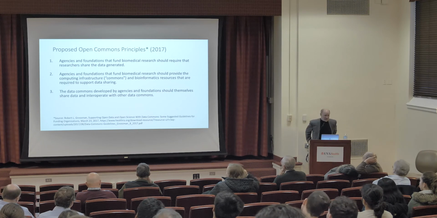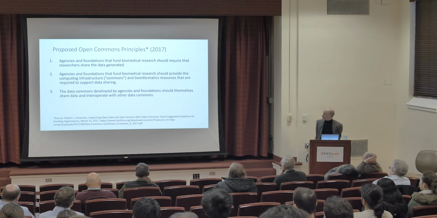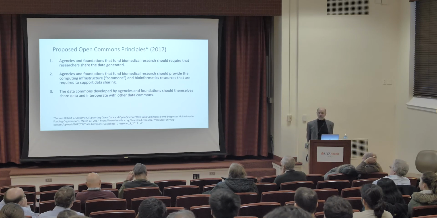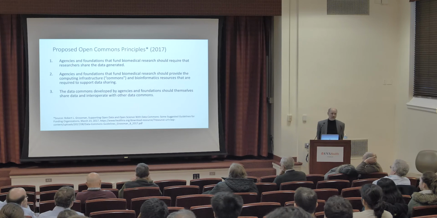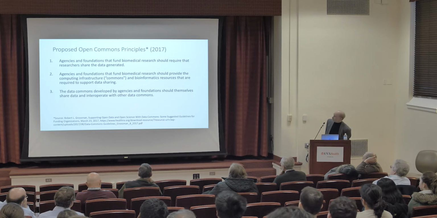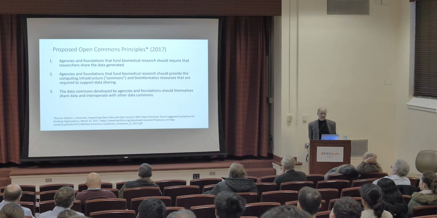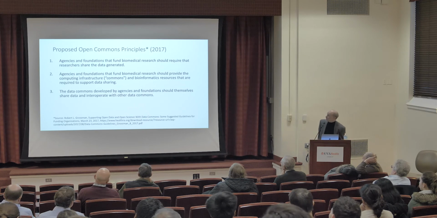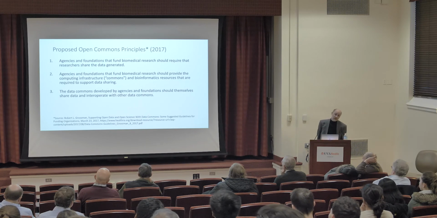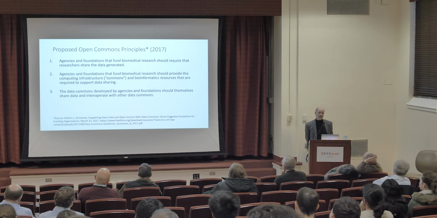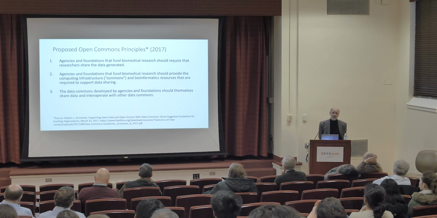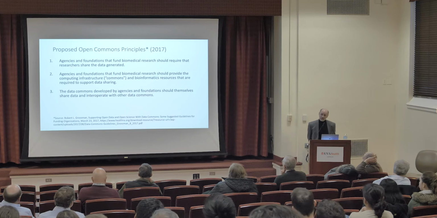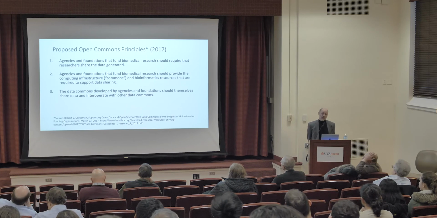So several years ago, I proposed just three principles if you want to share data with commons or similar infrastructure. One is that if you fund the research that produces the data, the researchers should share the data. Certainly NIH does this, but if you look at the foundations, less than half of them require that when they fund research, data be available to others.